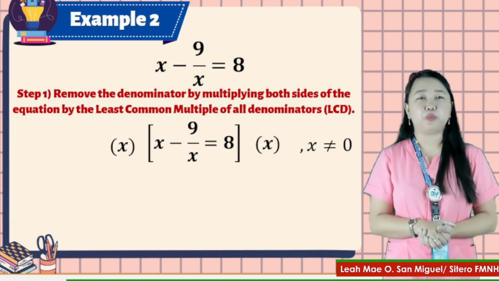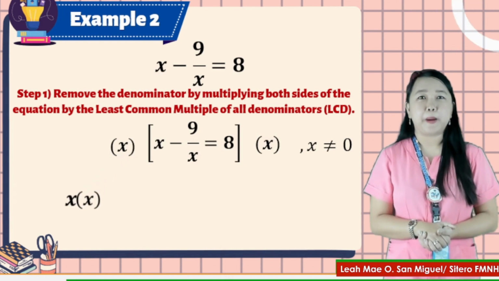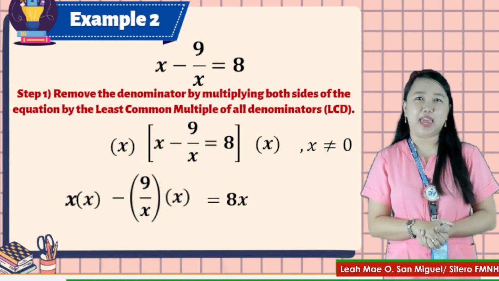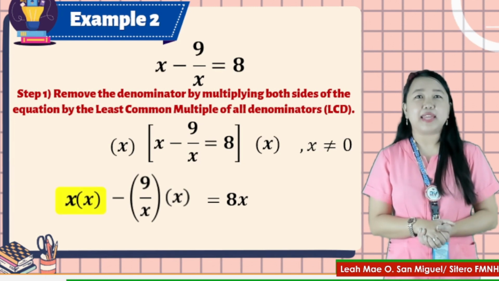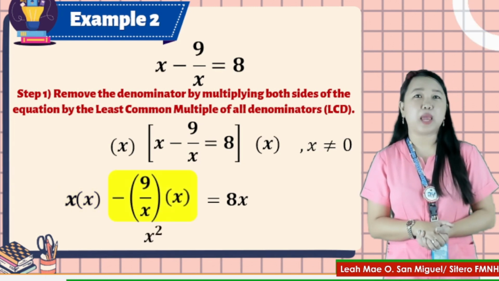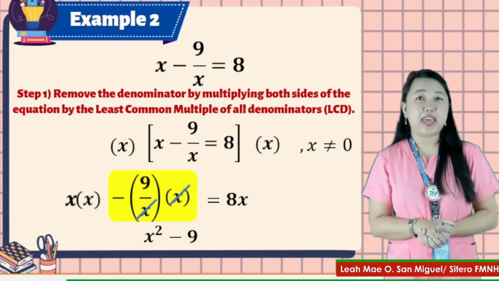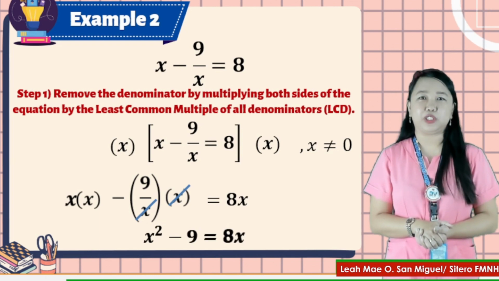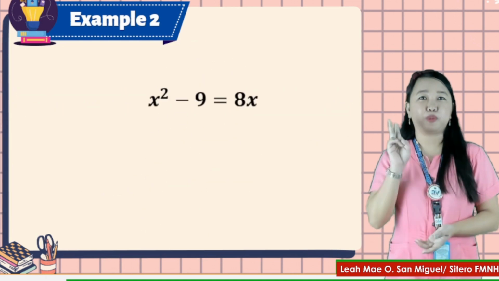Then apply the distributive property of multiplication. This will result in x times x minus 9 over x times x is equal to 8x. x times x is x squared. Negative 9 over x times x is negative 9. Then the equation will be x squared minus 9 is equal to 8x.